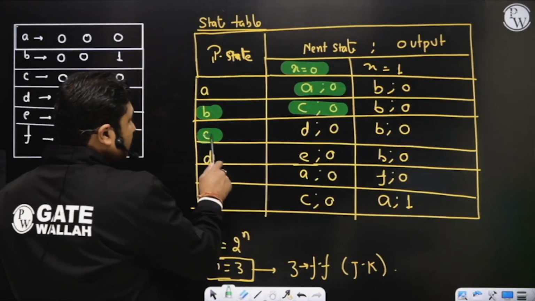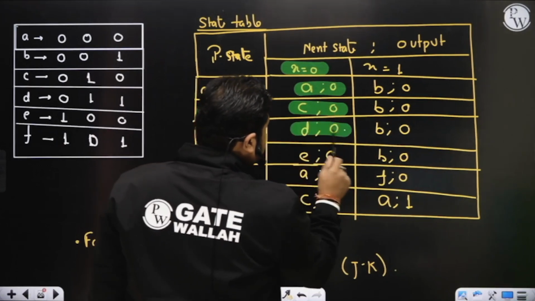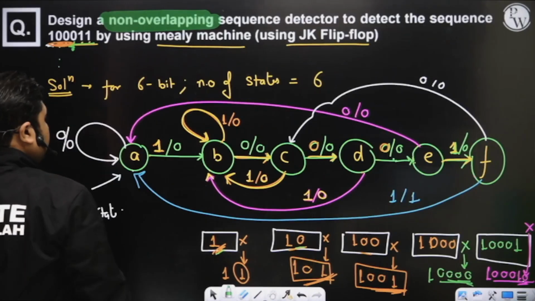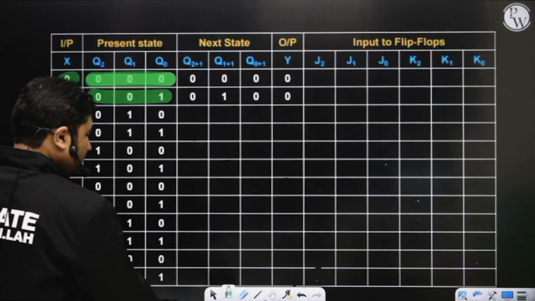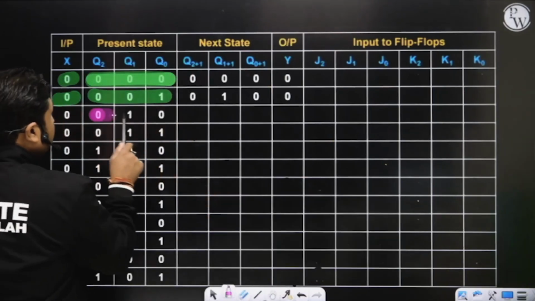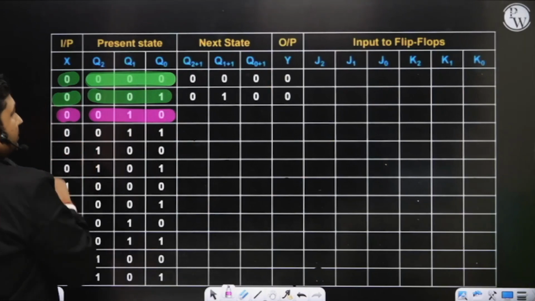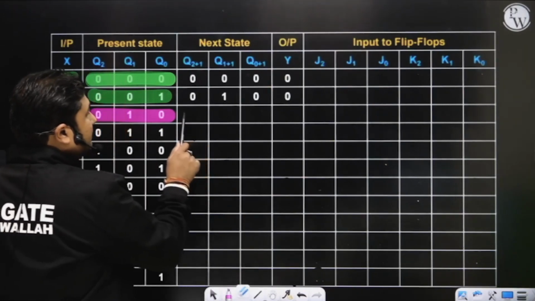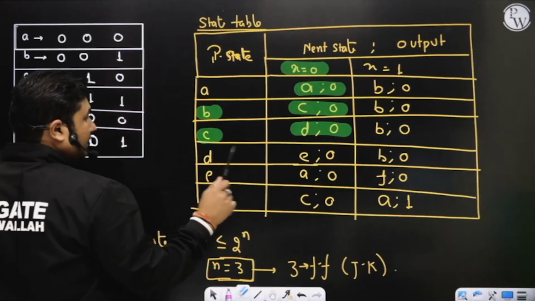Present state C, x is equal to 0. Next state D, output 0. Present state C, x is equal to 0. Next state is D.